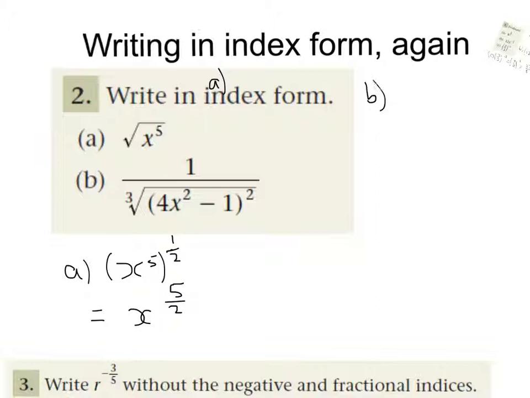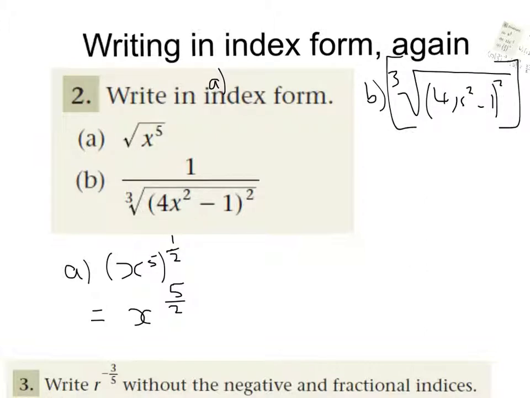Okay, question B. And B is going to take up a fair bit of space. We have 1 over the cubed root of 4x squared minus 1, all squared. The first thing we're going to do is get rid of these massive fractions. Now the inverse of all of this is just the denominator, because it's over 1, or 1 is on top. And I write all of this to the power of -1.